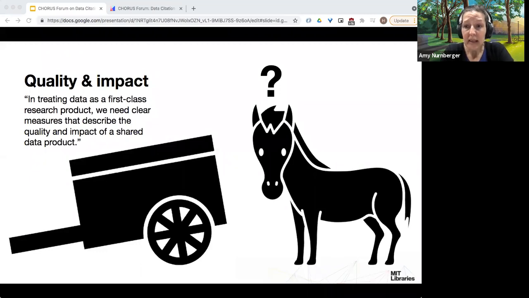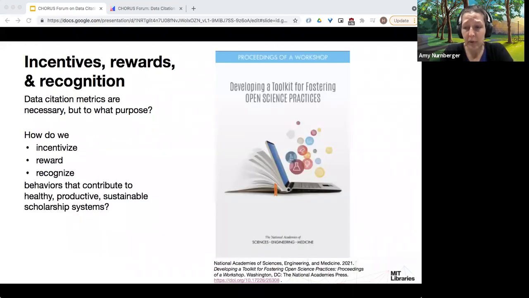Now, data citation and metrics are absolutely necessary for incentivizing a system of open scholarship. So we really need to be aware of what are the behaviors we expect to see, that we hope to see, that we want to see in continuing science and scholarship. As part of this, I would point you to the recent publication from NASEM's Roundtable on Aligning Incentives for Open Science. It has some really great ideas in there.